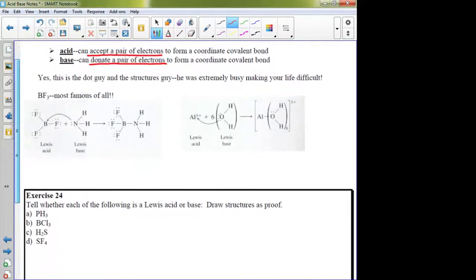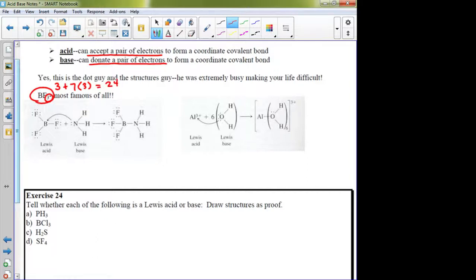All right, so let's talk about how they drew BF3. This is going to come back to you, I promise. Boron on the periodic table is in what group? 13. So how many valence electrons does it have? 3. So I say 3, plus fluorine is in group 17 on the periodic table. So how many valence electrons does it have? 7. And I'm going to multiply that 7 times 3 because how many fluorines do I have? 3. So 3 plus 21 is what?